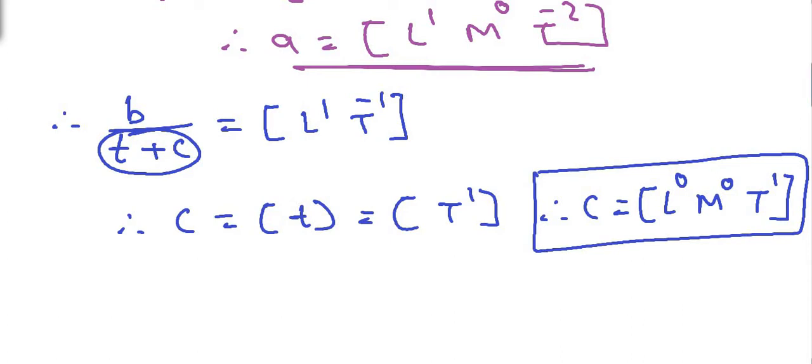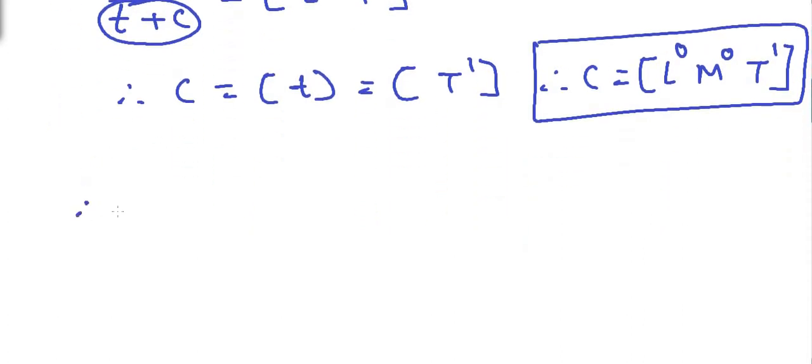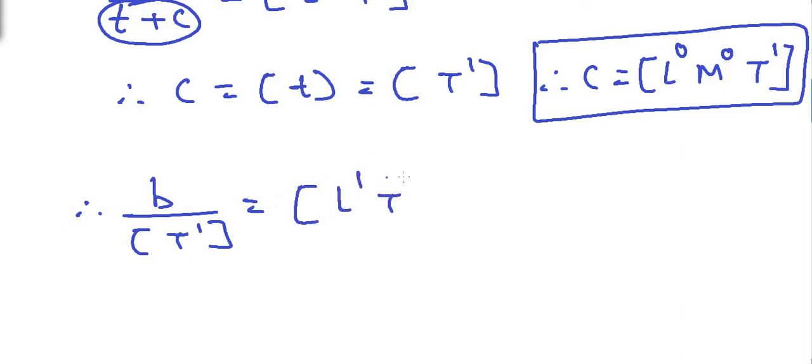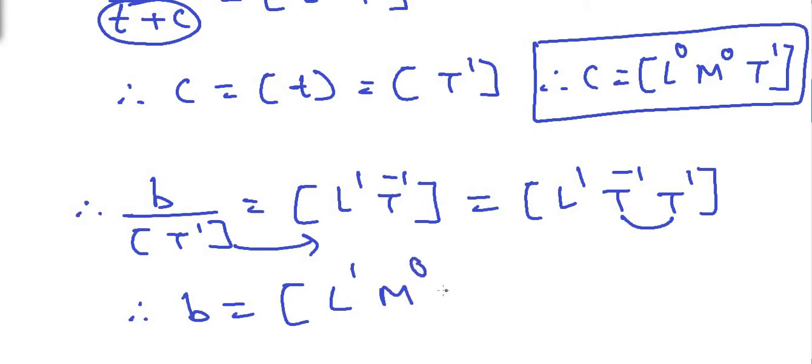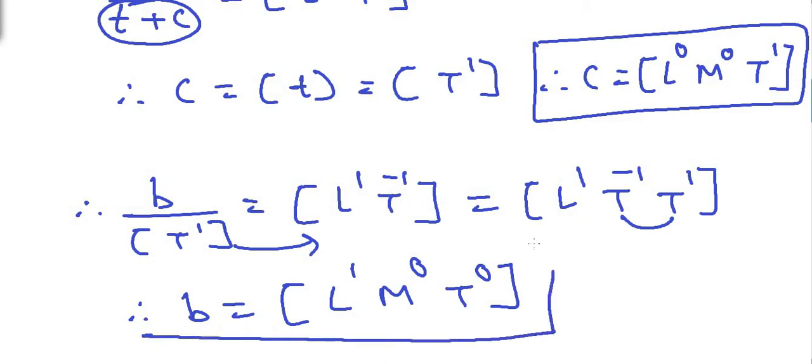Now let us find the dimensions of B. Therefore b upon t plus c. Now t plus c is time, dimension t raised to 1, that is equal to the dimensions of velocity L raised to 1 t raised to minus 1. Shift this to the right hand side, it will go to the numerator, so that is equal to L raised to 1 into t raised to minus 1 into t raised to 1. Now base same, multiplication, so addition of indices, and so finally we get the dimensions of B are L raised to 1, no m term, m raised to 0 and t raised to minus 1 plus 1, 0. So these are the dimensions of B, C and A.